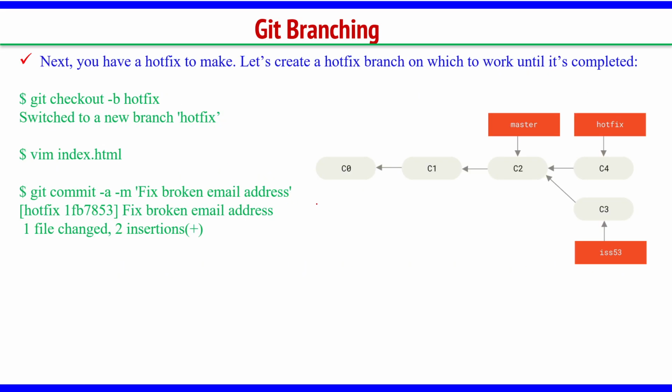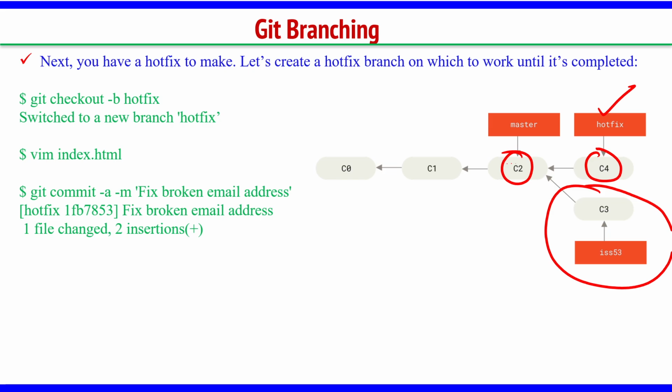Now see what happened. See here, next you have a hot fix to make. So on C2 you left this, right? You left this untouched. You did not worry about this. Immediately you started making a change in C2 and you got a new commit C4. That is your fix.